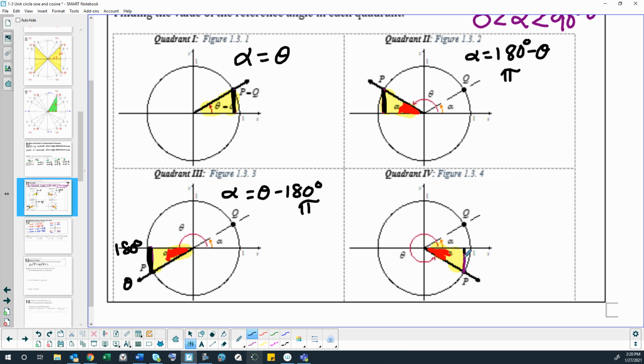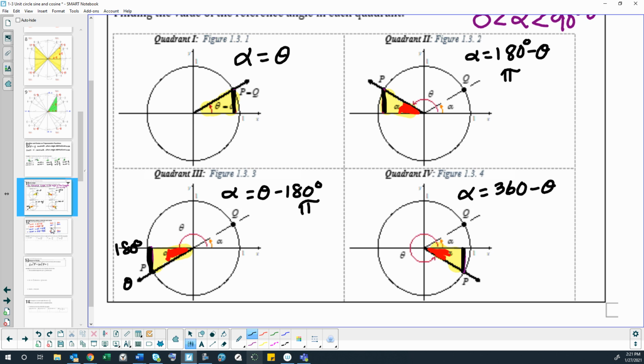And then this one is by going vertical line up to 360. And so this is going to be an angle that's between 270 and 360. So to find that reference angle, we do 360, subtract our angle, and that will give us our smaller acute angle, reference angle, in quadrant 4.